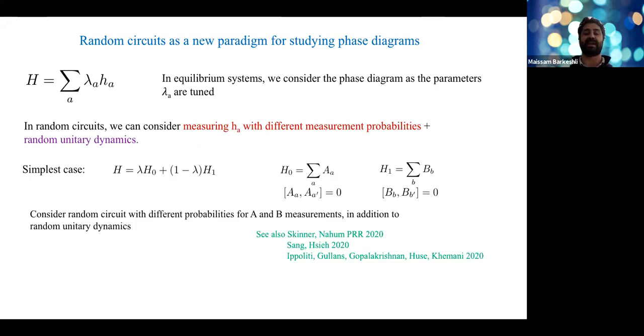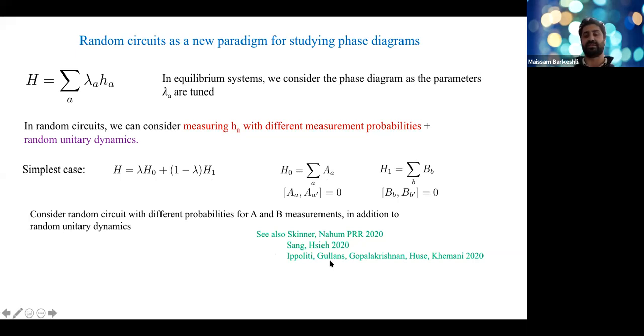So in the simplest case, suppose that we consider a Hamiltonian which is a sum of two kinds of Hamiltonians, where each kind of Hamiltonian itself is just a sum of commuting operators. There's A operators for H0 and B operators for H1. So what we can do is consider a random circuit where we have different probabilities for measuring A type operators or B type operators, in addition to the random unitary dynamics. And we can study what kinds of interesting phase diagrams we can get.